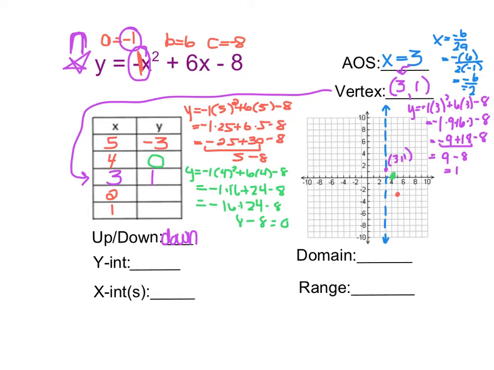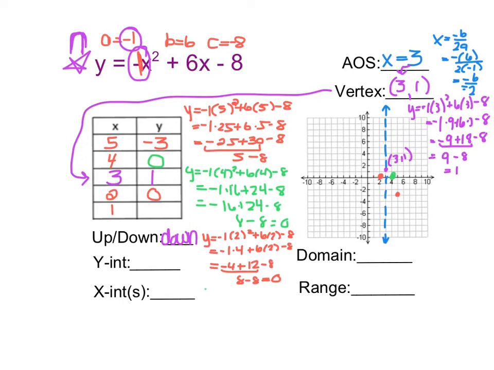And then I calculate my next point. So I have y is equal to negative 1 times 2 squared plus 6 times 2 minus 8. Well, I do my exponent, so negative 1 times 4 plus 6 times 2 minus 8. So I multiply, so I have a negative 4 plus 12 minus 8. Those together become 8 minus 8, or 0. So here I go to x is 2, y is 0.